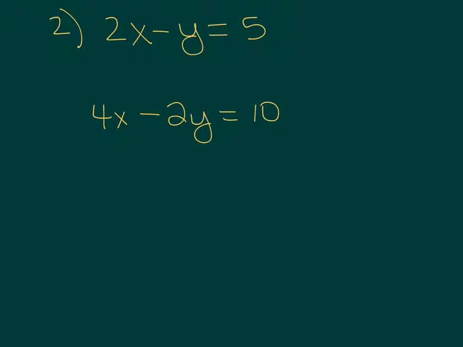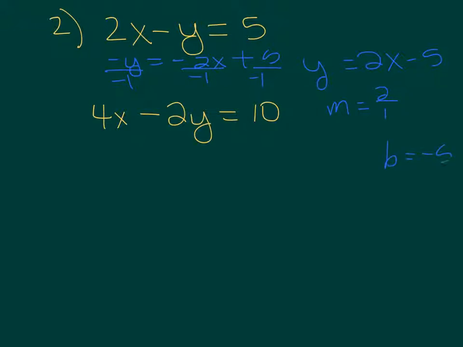Alright, so as I look at this problem, I notice neither one of them is in slope-intercept form. So the first thing I'm going to do is some rearranging. So the top one turns into -y equals -2x plus 5. I divide both sides by -1. And I get y equals 2x minus 5. So my slope is 2/1, and my y-intercept is -5.